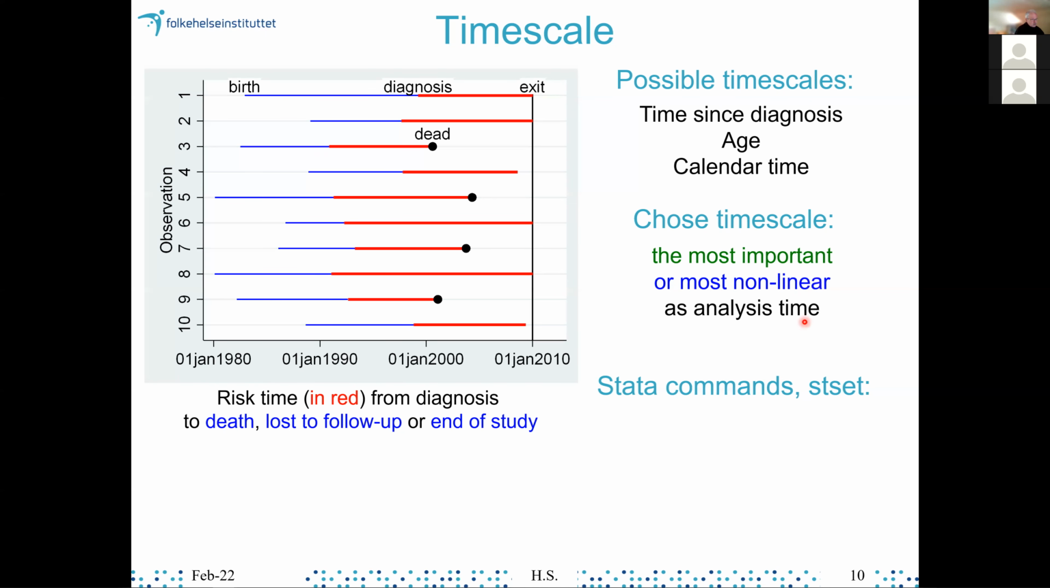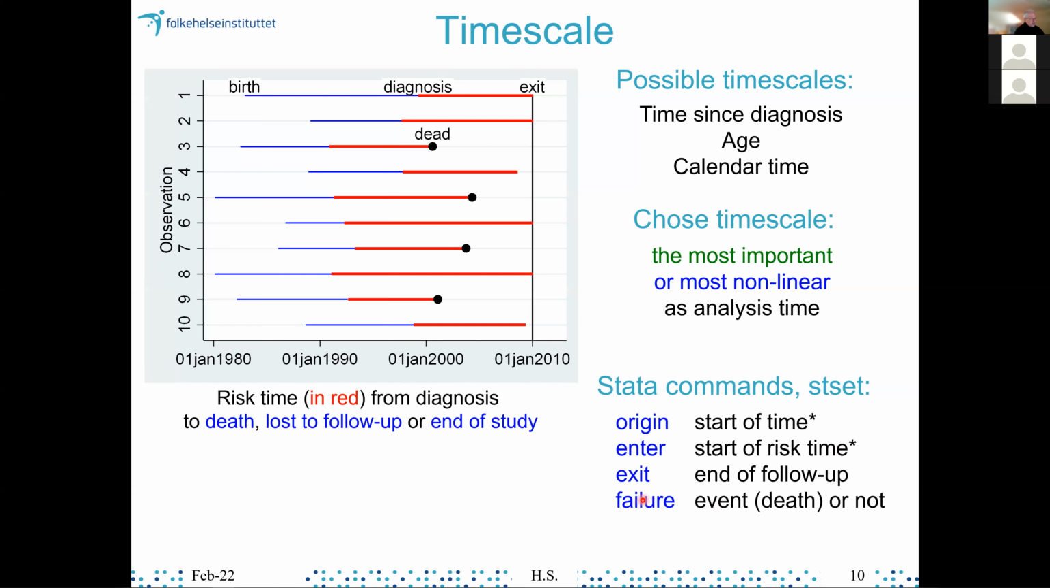We have a special command for setting the time. It's called stset. And by the way, all survival time commands in Stata start with st for survival time. So we have the origin. That's when we start counting time. We have the enter. That is when we start being under risk for disease, start of risk time. And we have the exit. So that's the end of follow-up. And we have a failure indicator. So that's the event, death or not.